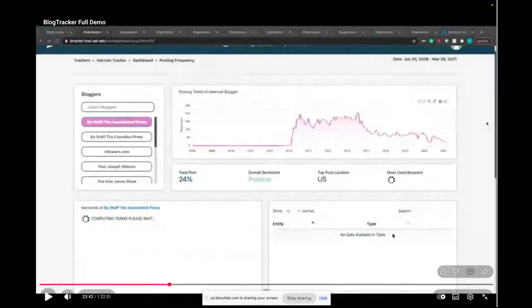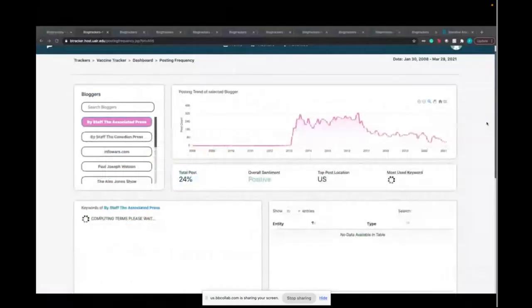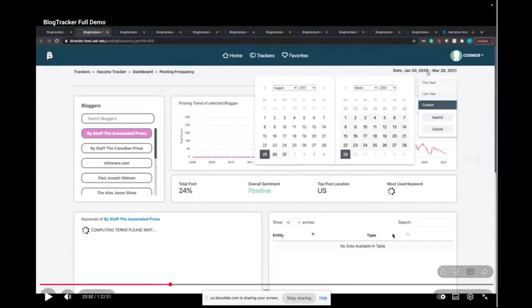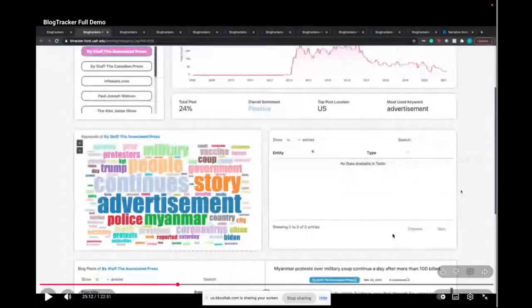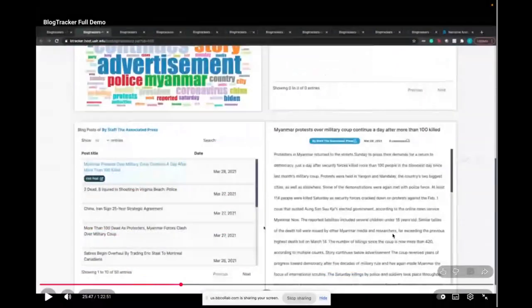Yeah. So in the posting frequency deeper analysis page, if we go into the posting frequency, the blog tracker has the capacity to tell us which blogs or which bloggers are influencing, and the overall sentiment. It also gives us whether it is a positive or a negative sentiment, where exactly this post is posted from, how many total posts there are in this time frame, and what are the top keywords that have been used in this blog. So this is the posting frequency page.